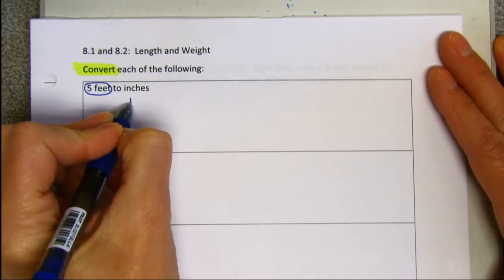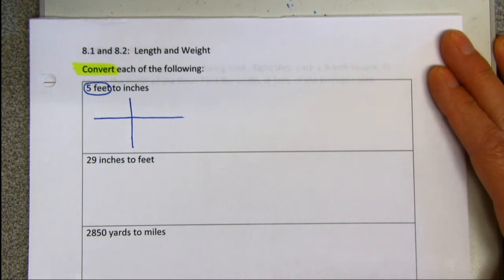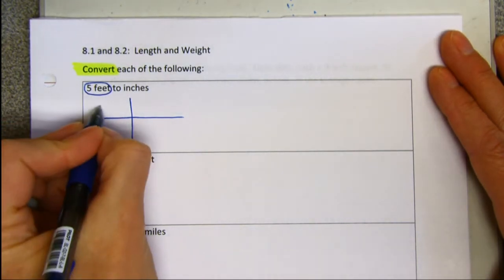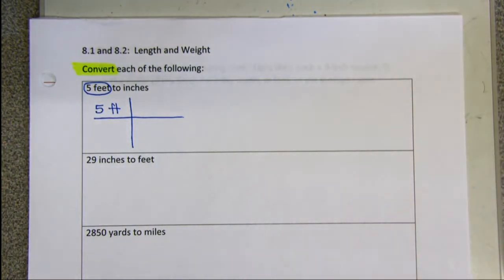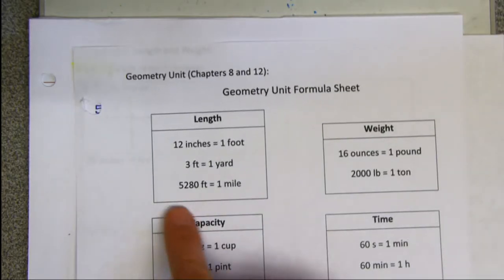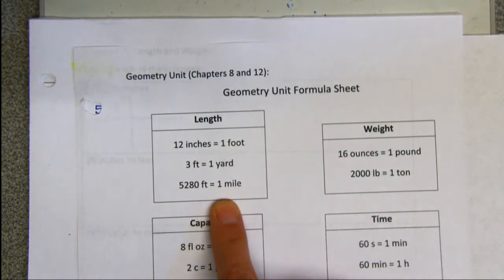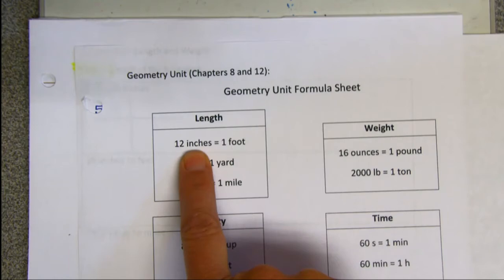So we're going to start out and we are going to create almost like a tic-tac-toe. Whatever you are given is what you start out with, 5 feet. Now, this is where we're dealing with length first, so these are the unit conversions that we will use. I'm going to look for the one that says feet. If you'll notice, here's feet and here's feet, but we're converting to inches. So this is the one that I'm going to use.